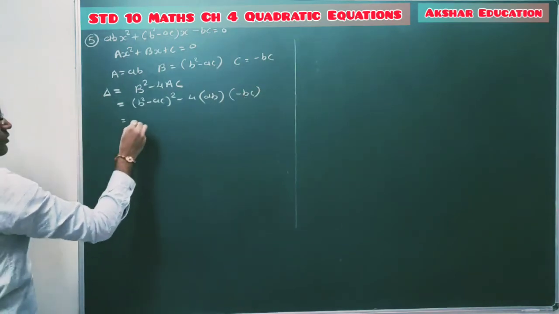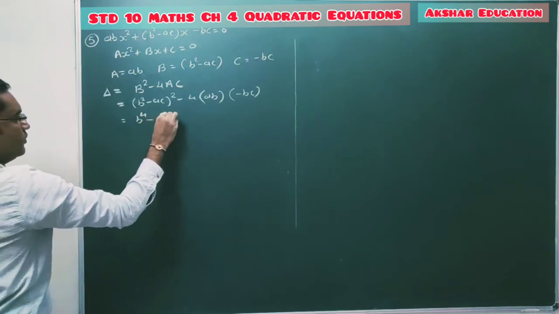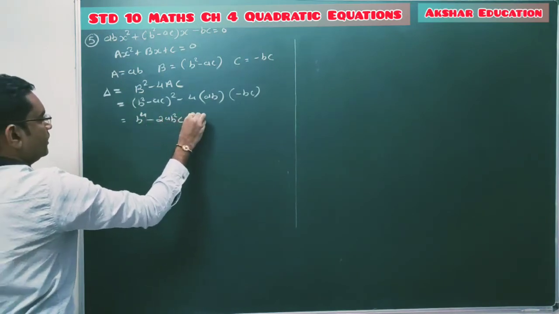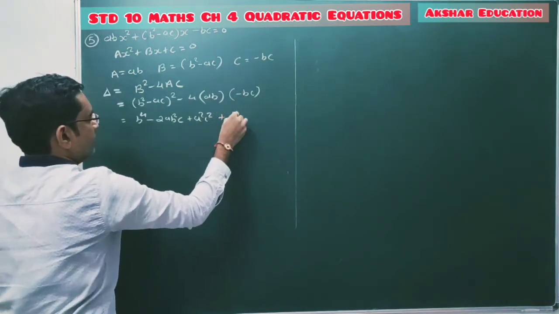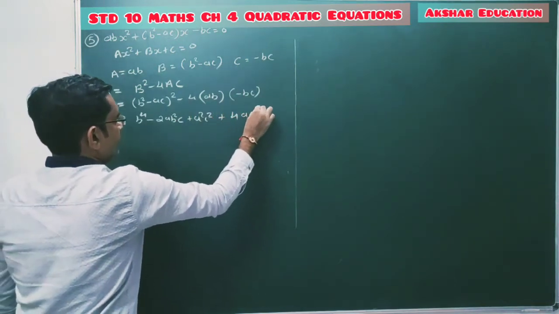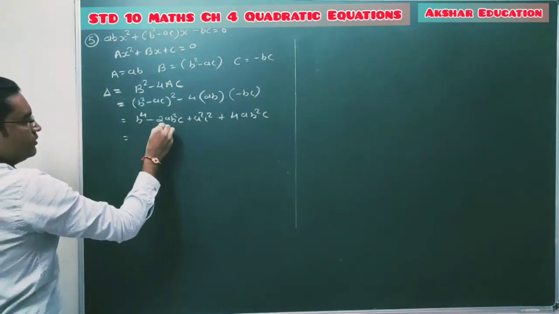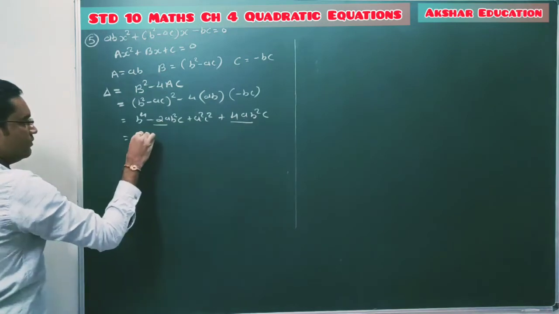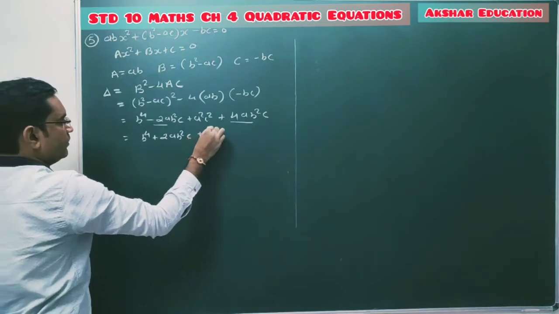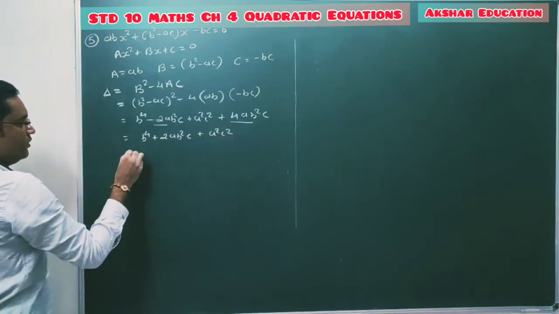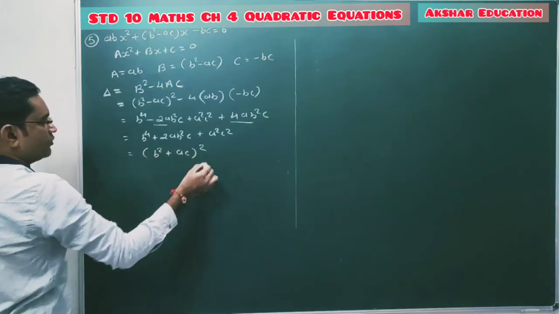So this is equal to b raised to 4 minus 2ab square c plus a square c square, minus minus plus 4ab square c. So this is equal to b raised to 4. These are the like terms. So this is b raised to 4 plus 2ab square c plus a square c square. So this is again the square of which term? b square plus ac whole square.